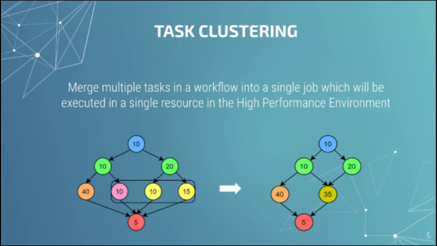To address this problem of queue delay, a common technique called task clustering is used. Under task clustering, several tasks are clustered together and input as a single job to the high-performance computing system, so that we can reduce the queue delay and other overheads, like communication overhead between tasks.